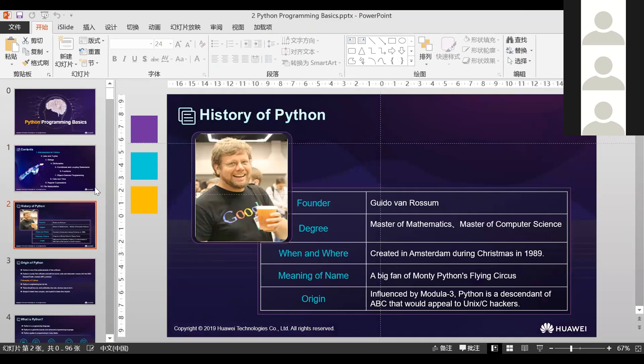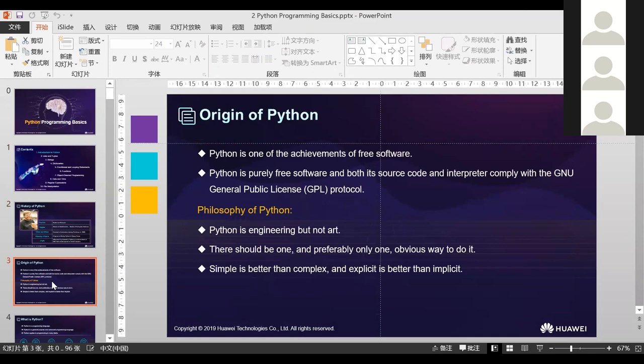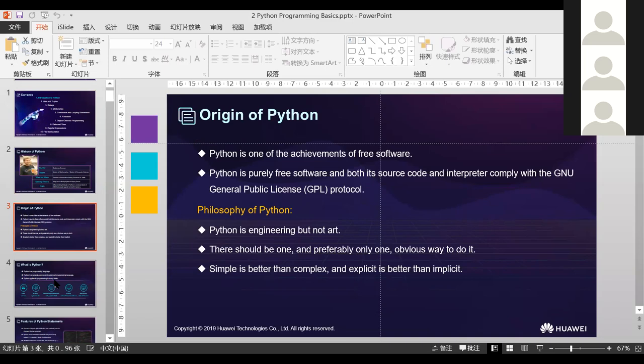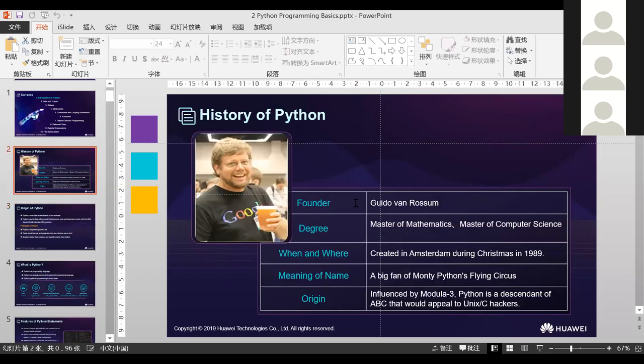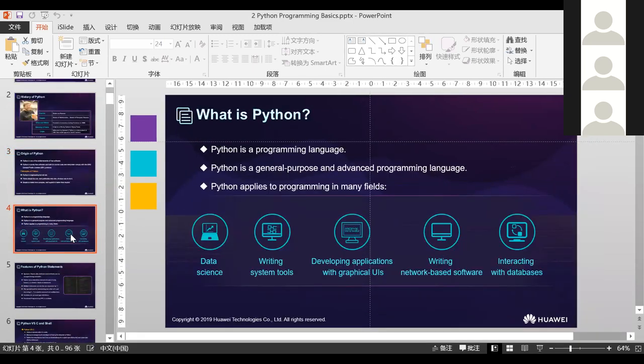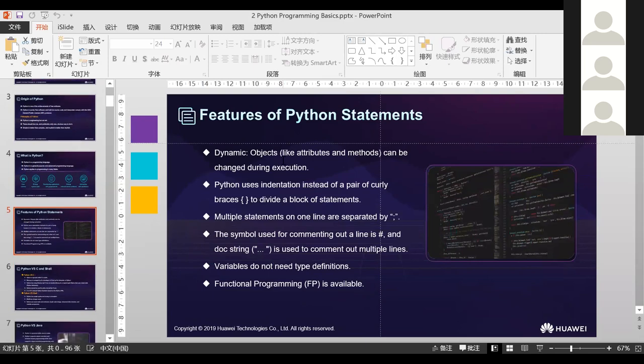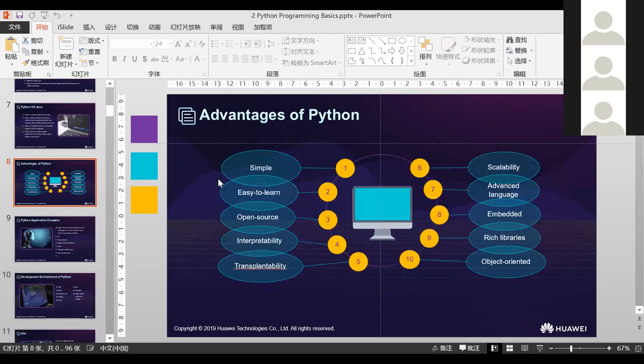So we will start this chapter. First, the history of Python. We are not that interested in the history of Python. We just want to know how to use Python. This is the founder of Python. Python is an advanced programming language that can be applied in many fields. The most typical examples are data science and artificial intelligence. These are features of Python statements, and we will go through them using Jupyter Notebook during the programming part. These are the advantages of Python. The key advantage is that it is simple and very easy to learn. And of course, it's open source.